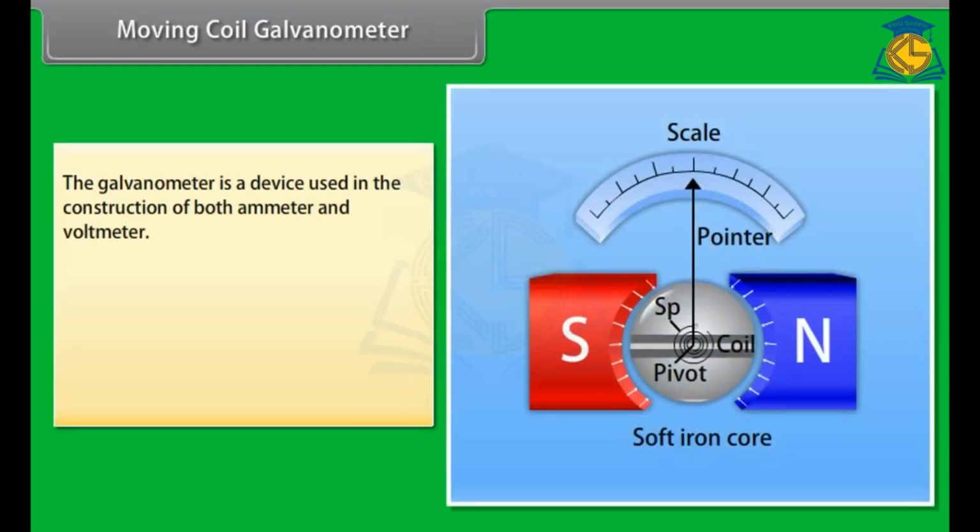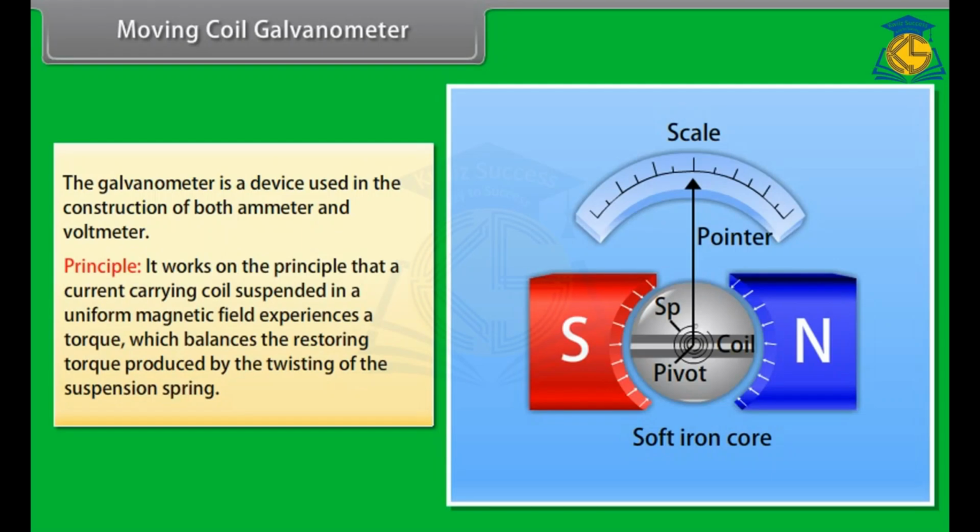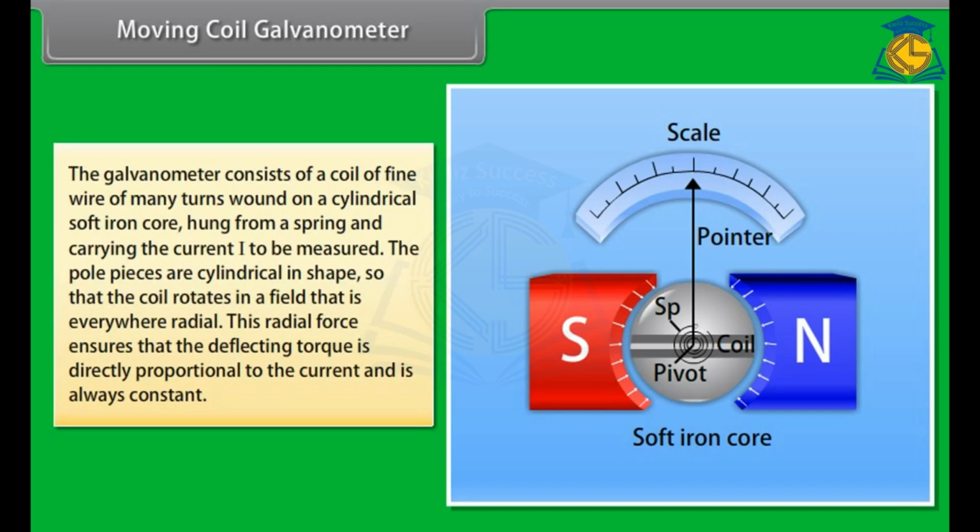Moving coil galvanometer. The galvanometer is a device used in the construction of both ammeter and voltmeter. It works on the principle that a current-carrying coil suspended in a uniform magnetic field experiences a torque which balances the restoring torque produced by the twisting of the suspension spring. The galvanometer consists of a coil of fine wire of many turns wound on a cylindrical soft iron core hung from a spring and carrying the current I to be measured.